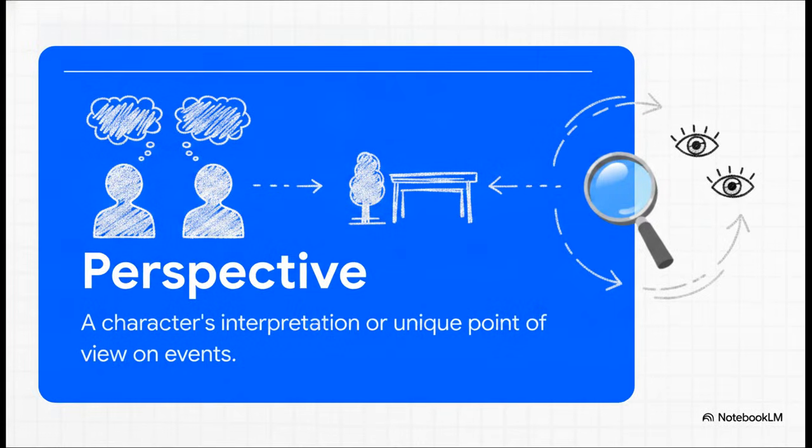Now, here's where it gets really interesting, especially when we contrast it with traits. Perspective is all about a character's internal interpretation, or their unique point of view regarding what's happening around them. It's the specific lens they use to view the world. You could have two characters standing in the exact same room, witnessing the exact same event, and they can walk away with two completely different understandings of what just went down. That is their perspective at work.